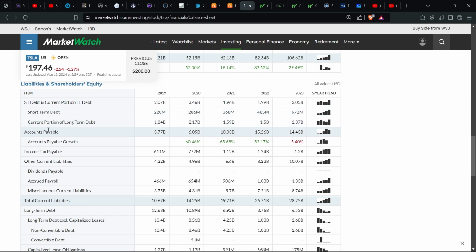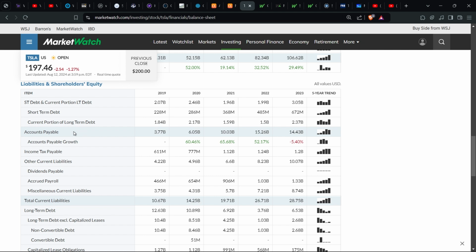Coming to accounts payable, this is the opposite of accounts receivable. I'm sure you remember we did discuss this a bit when I was talking about inventories. So this is the opposite of accounts receivable. This is vendors or suppliers that have provided goods or services to the company but have not yet been paid.